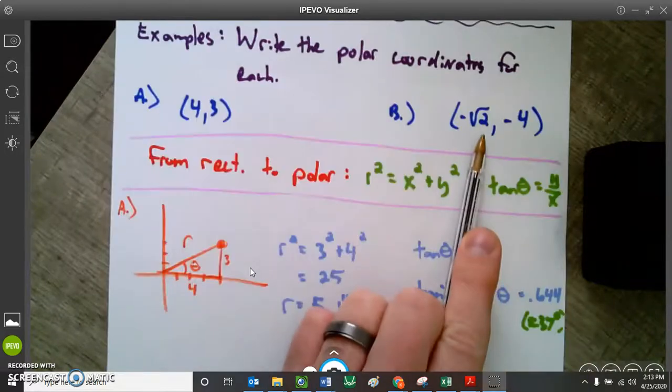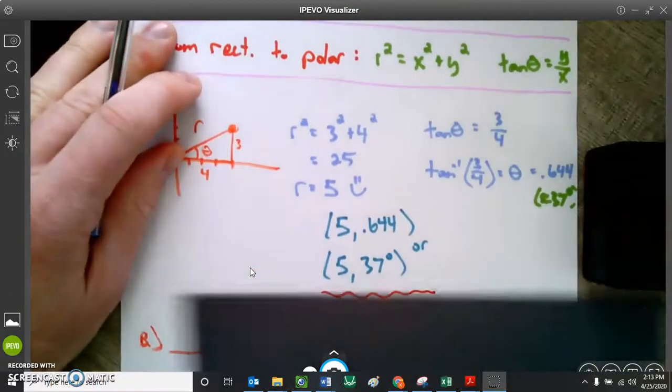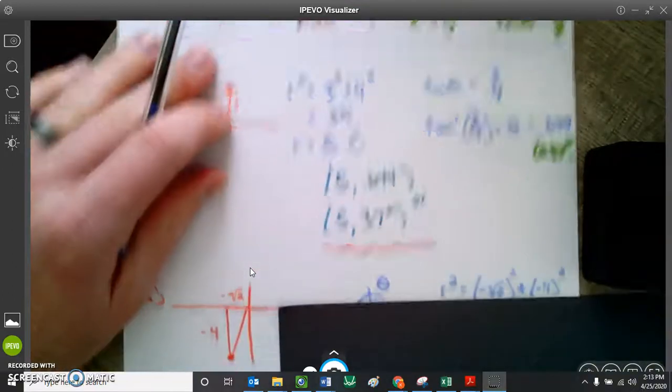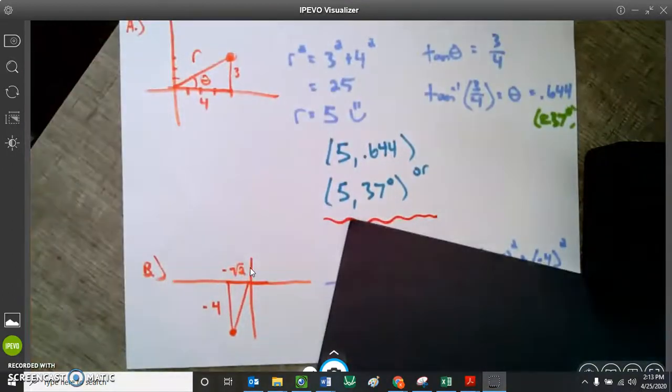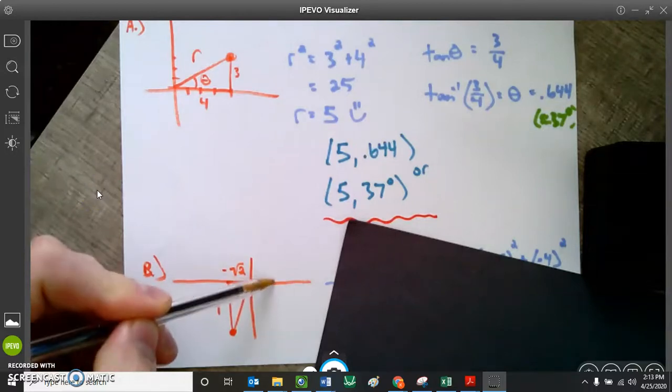Okay, last one. We want to talk negative root 2, comma, negative 4. So I went ahead and drew a picture of that. It should look something like this. We need to remember here the theta we're looking for starts from pointing at the positive x-axis and goes counterclockwise. So that's the theta we want.